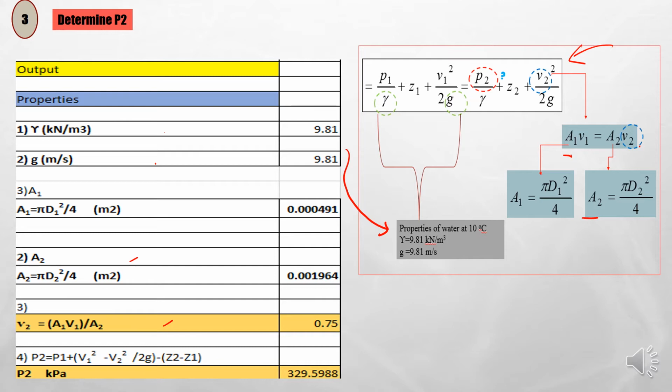Oh yeah, remember that Z1 and Z2 can be combined here, so the term Z2 minus Z1 is actually 2. Okay, so this is my final answer, which is 329.59 kilopascal.